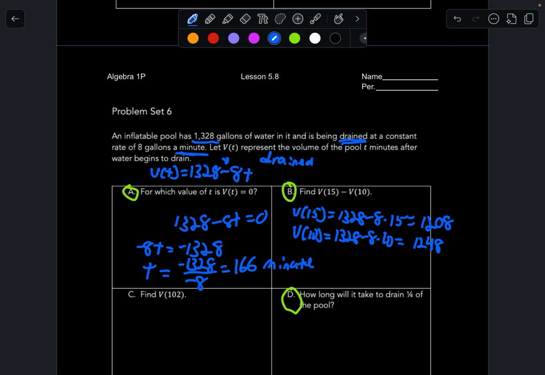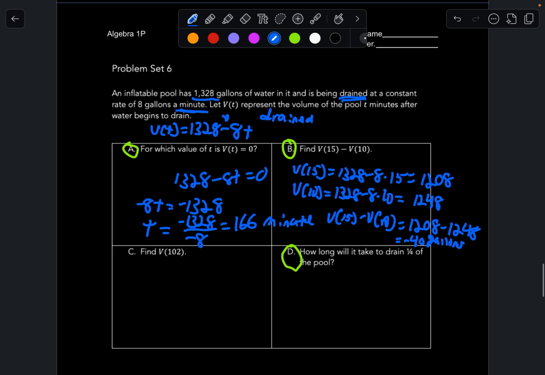And they said, what is V of 15 minus V of 10? Well, V of 15 minus V of 10 is just going to be equal to 1208 minus 1248. And it comes out to be a negative 40 gallons. What does that represent? That represents that over that 5-minute interval from 10 to 15, the pool lost 40 gallons.